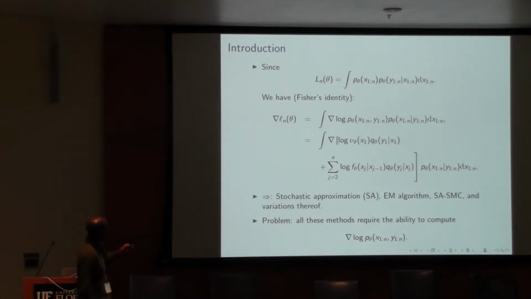But all these methods, as you could see here, require that we get the gradient of the log transition densities. And so in the diffusion example that I mentioned earlier, you cannot, because you don't have access to these transition densities.